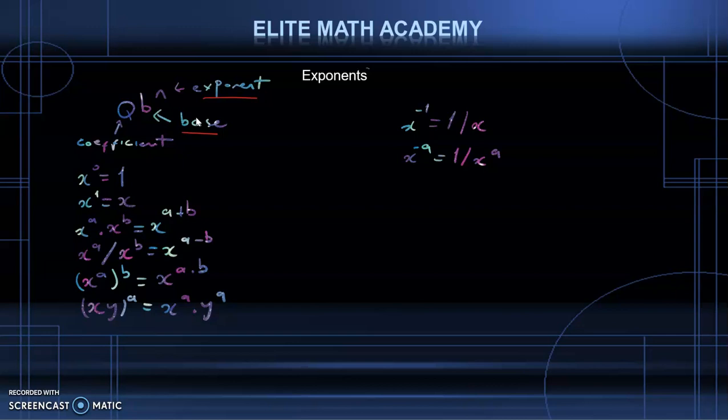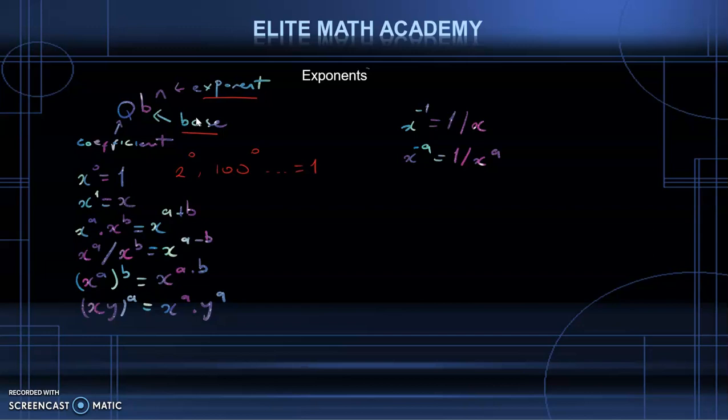Now, we have some rules when it comes to exponents. The rules are right here and right here. So let's take a look. x to the power 0 is 1. Any number that has the power of 0 equals 1. 2 to the power 0, 100 to the power 0, etc. They're all equal to 1.